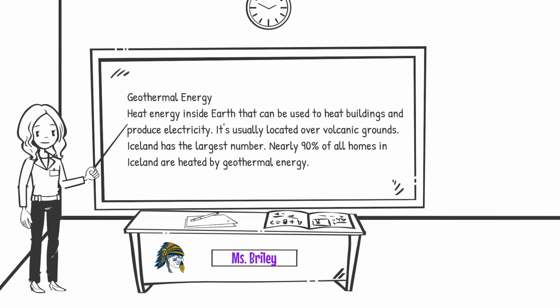Geothermal energy: it's heat energy inside the earth that can be used to heat buildings and produce electricity. It's usually located over volcanic grounds. Iceland has the largest number. Nearly 90% of all homes in Iceland are heated by geothermal energy.